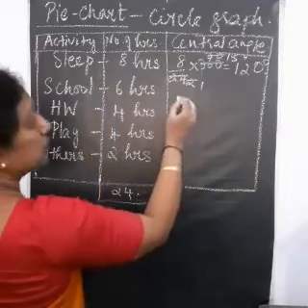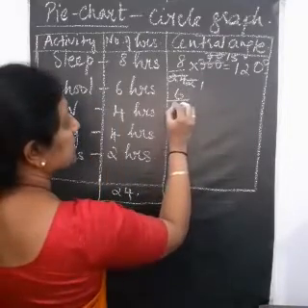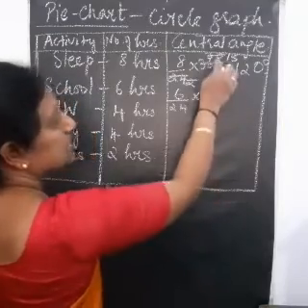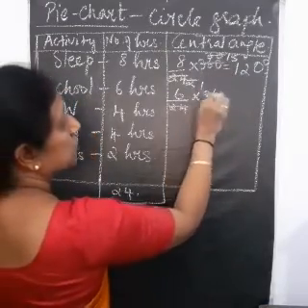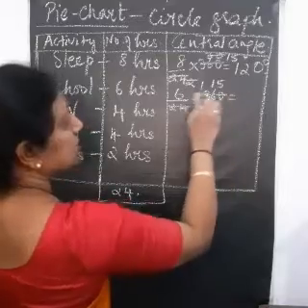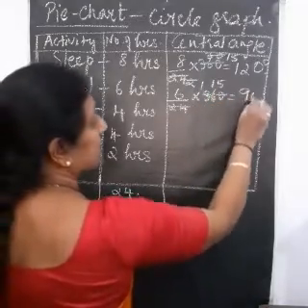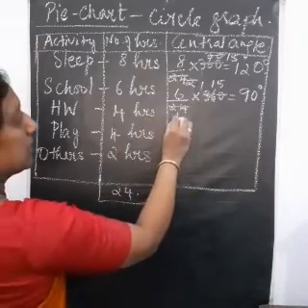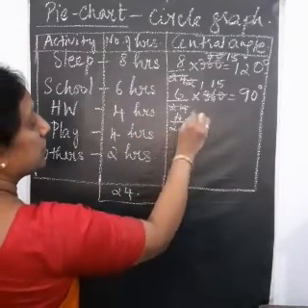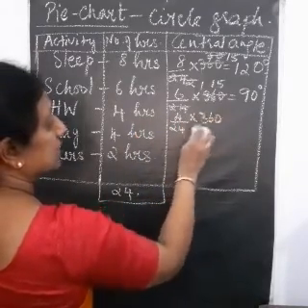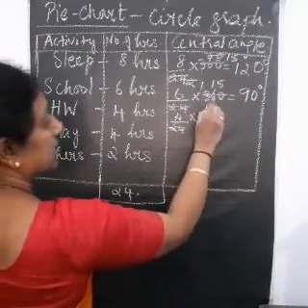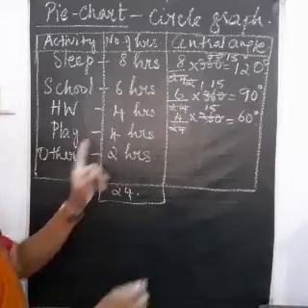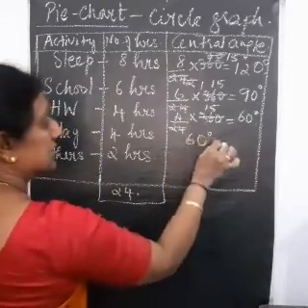For school, what you will do, divide the same way, 6 by 24 into 360. But the same calculation will go, so you will get 15 here. 6 into 15 will be 90 degrees. Okay, next 4 hours. So what will you get? 4 by 24 into 360, which will be 15 again. So this will be 60 degrees. So naturally this is also 4 hours, so this also will be 60 degrees.